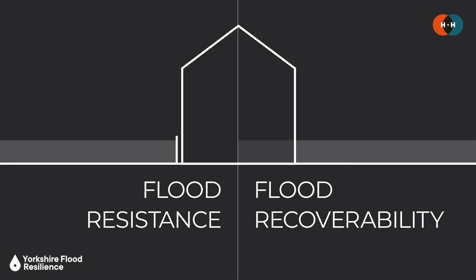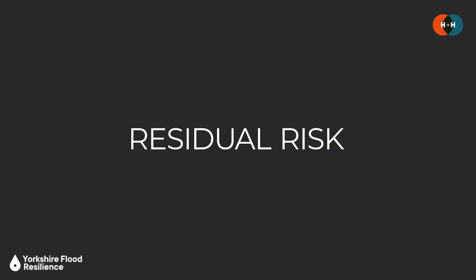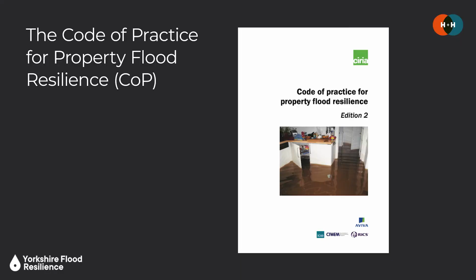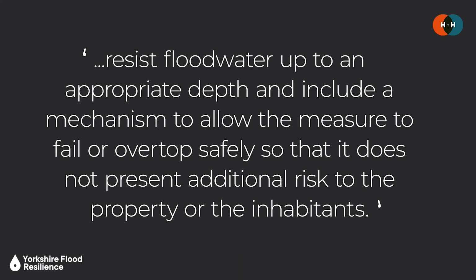But it doesn't have to be a one or the other approach when it comes to resistance and recoverability. I mean, they can be used in conjunction to great effect, and diversity is certainly a key characteristic of resilient design. Because I would say that in any context, there's always going to be a degree of residual risk, and you wouldn't want to necessarily be reliant on the performance of a single threshold to keep your property safe. And as the Code of Practice sets out, resistance measures should be designed to resist floodwater up to an appropriate depth, and include a mechanism to allow for the measure to fail or overtop safely, so that it does not present additional risk to the property or the inhabitants.